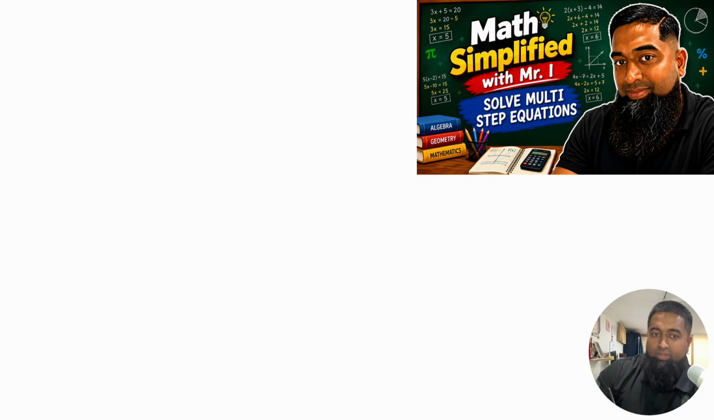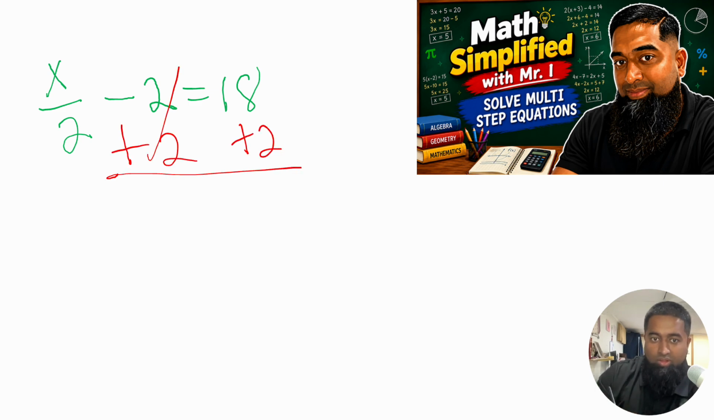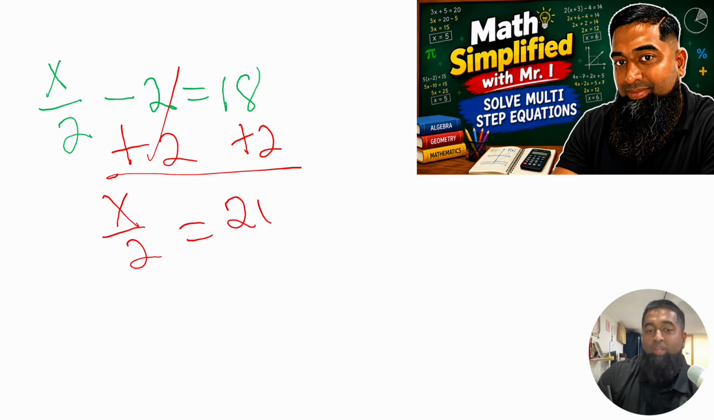Let me see. So let's say that we have x divided by 2 minus 2 equals 18. I think that should be a nice one. So the first thing we want to do is change the color so we can see it nicer. Okay, so let's say plus 2 plus 2. This turns into x divided by 2 equals 18 plus 2 is 20.